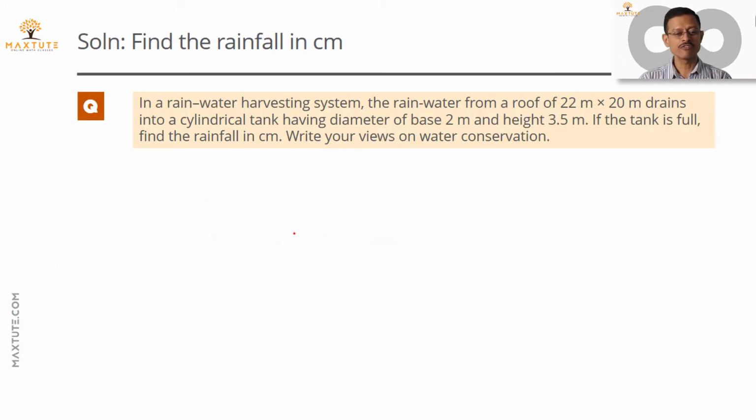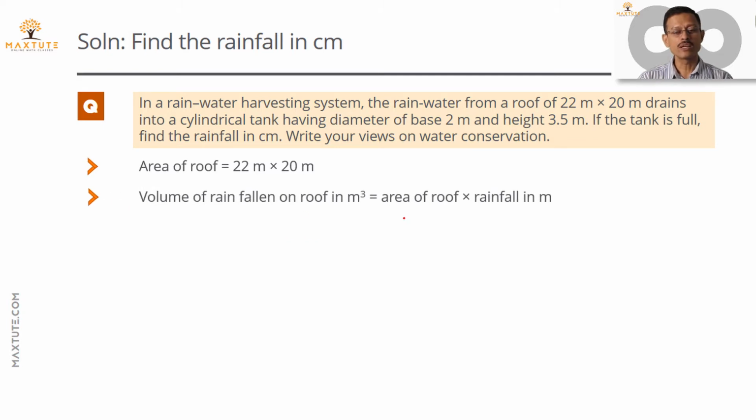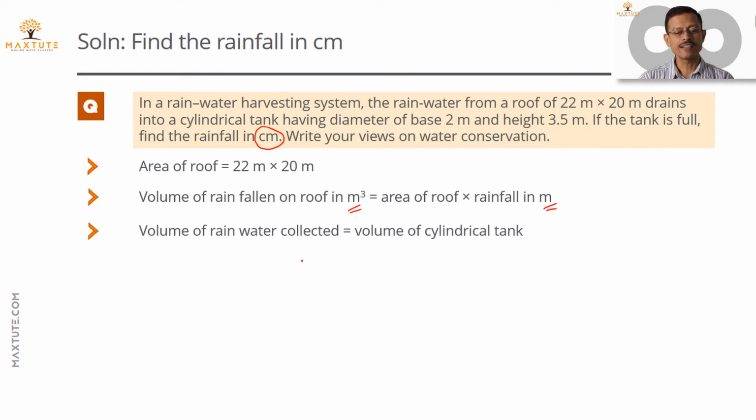Let's start with the first data that we have, the area of the roof. Volume of rainfall fallen is equal to the area of the roof times the rainfall in meters. The final answer that we need to give is the rainfall in centimeters, but let's start by assigning a variable which would measure the rainfall in meters. Therefore, we can compute the volume of water that we receive through rainfall in meter cube. Volume of water collected from the rain is equal to the volume of the tank that collects it, which is a cylindrical tank. So it's the volume of the cylindrical tank. We'll assign one variable, deduce some values, and then move on to solving this question.